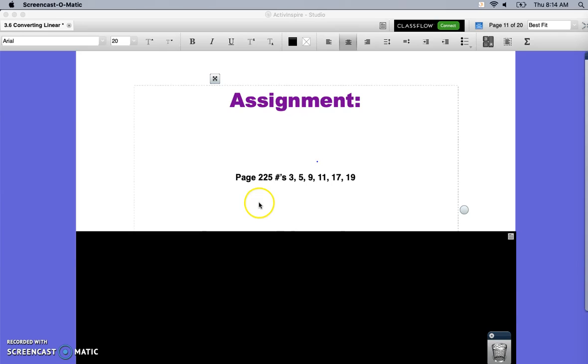Assignment is page 225, numbers 3, 5, 9, 11, 17, and 19. Choosing which one would be the best for writing an equation for each one of those.